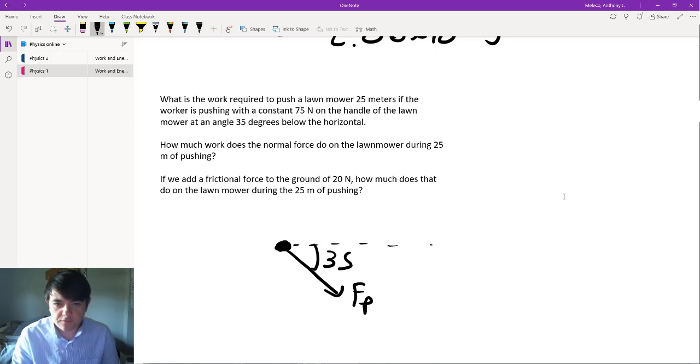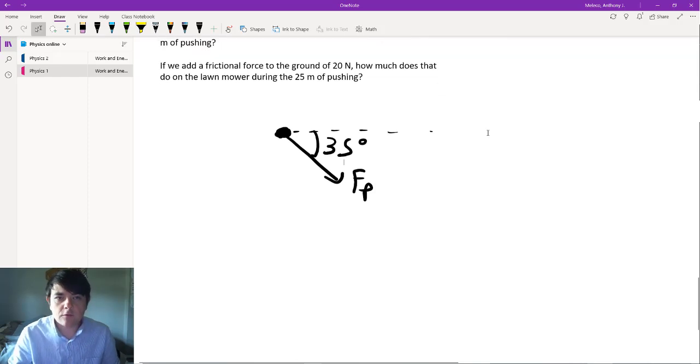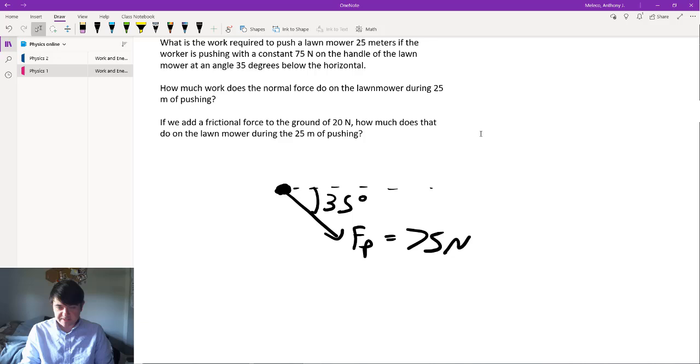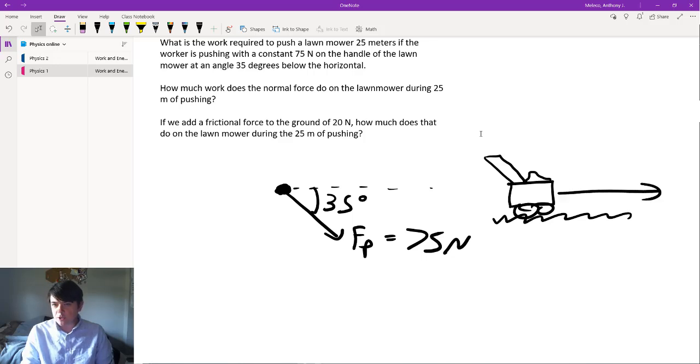So this is 35 degrees. And notice this, the force of the push here, 75 newtons, will not be in the direction of the displacement, right? Because you're pushing a lawnmower from the side on some grass. This is a pretty poor little lawnmower here. Maybe if I had the little thing on top. And it's going to be going this way while you're pushing this way, right? So the angle between these two will be 35 degrees.